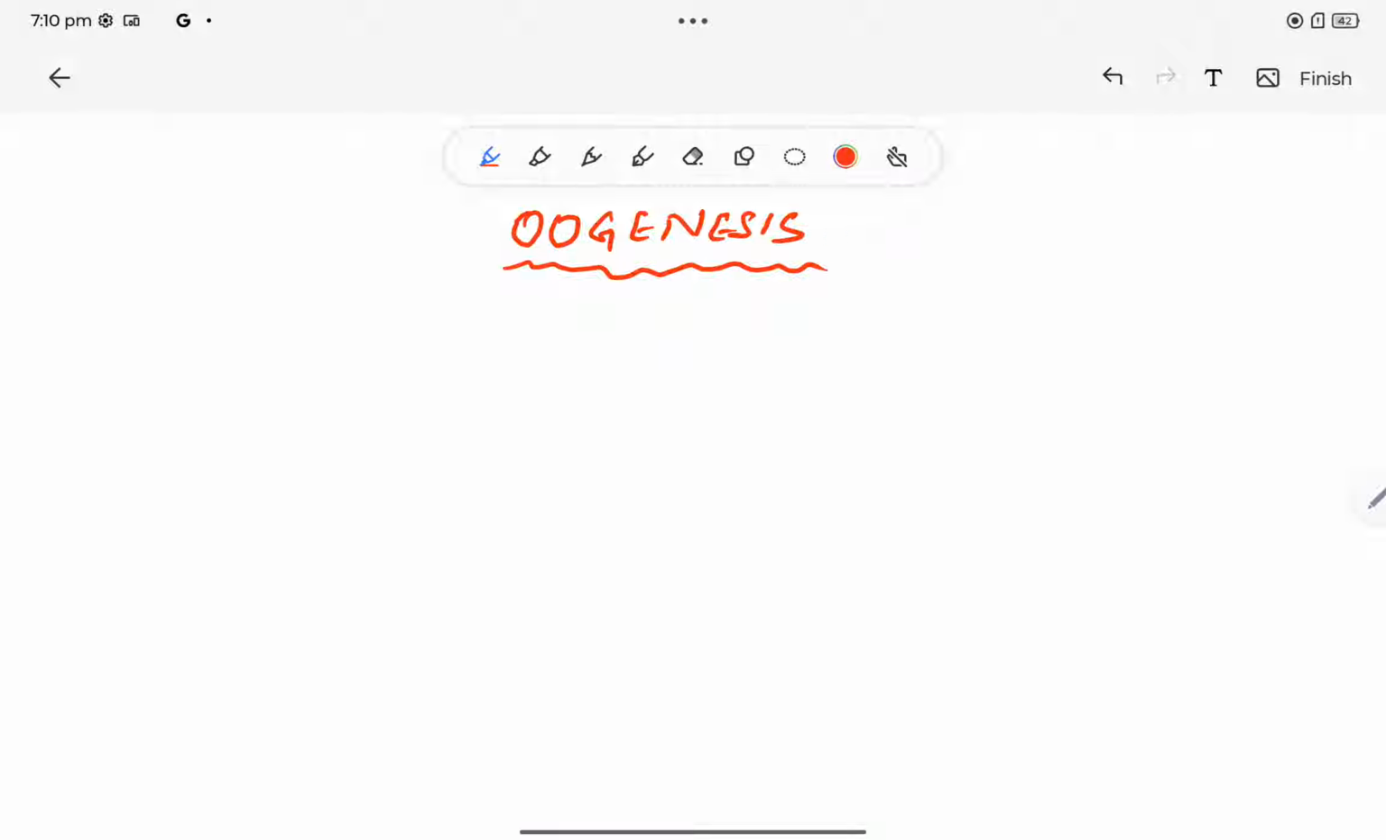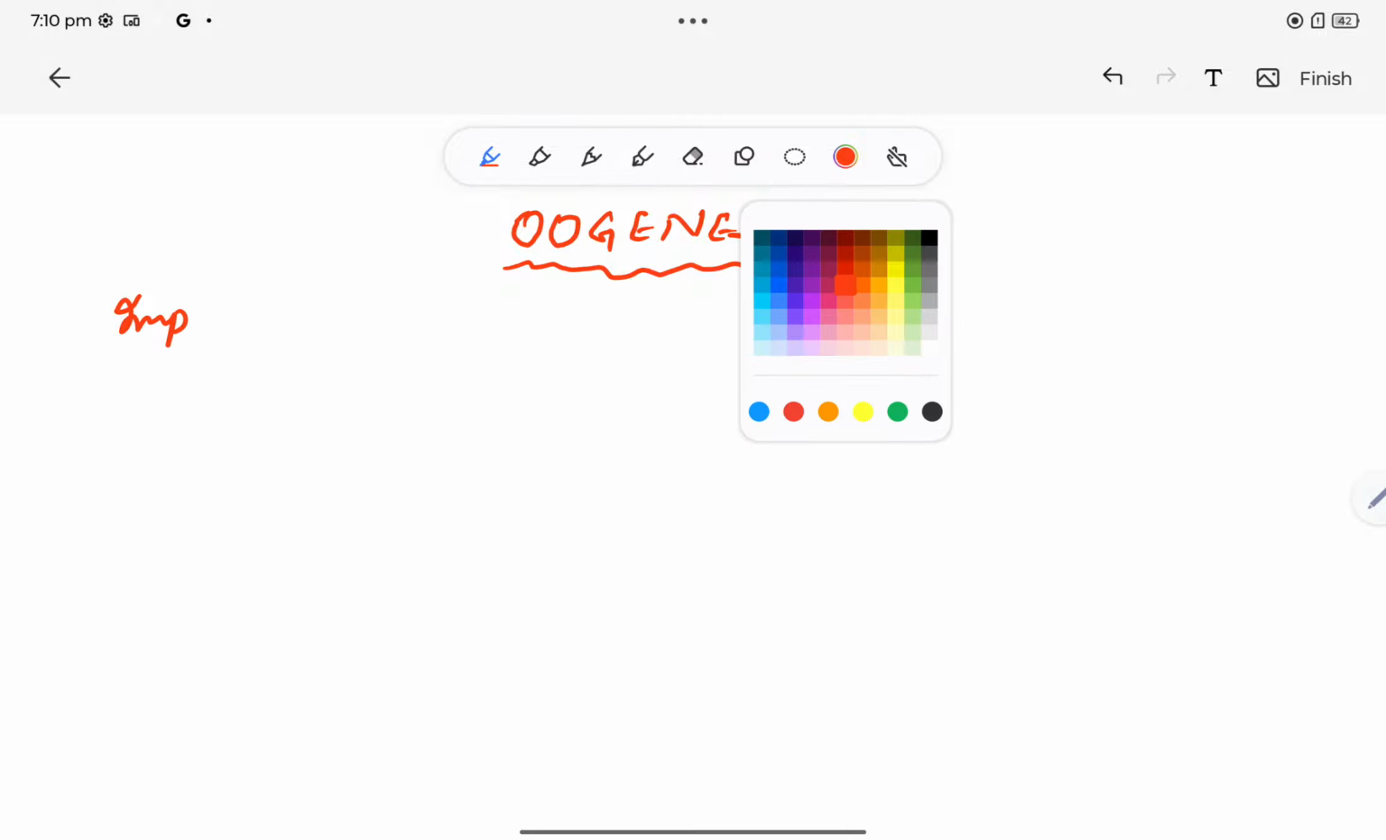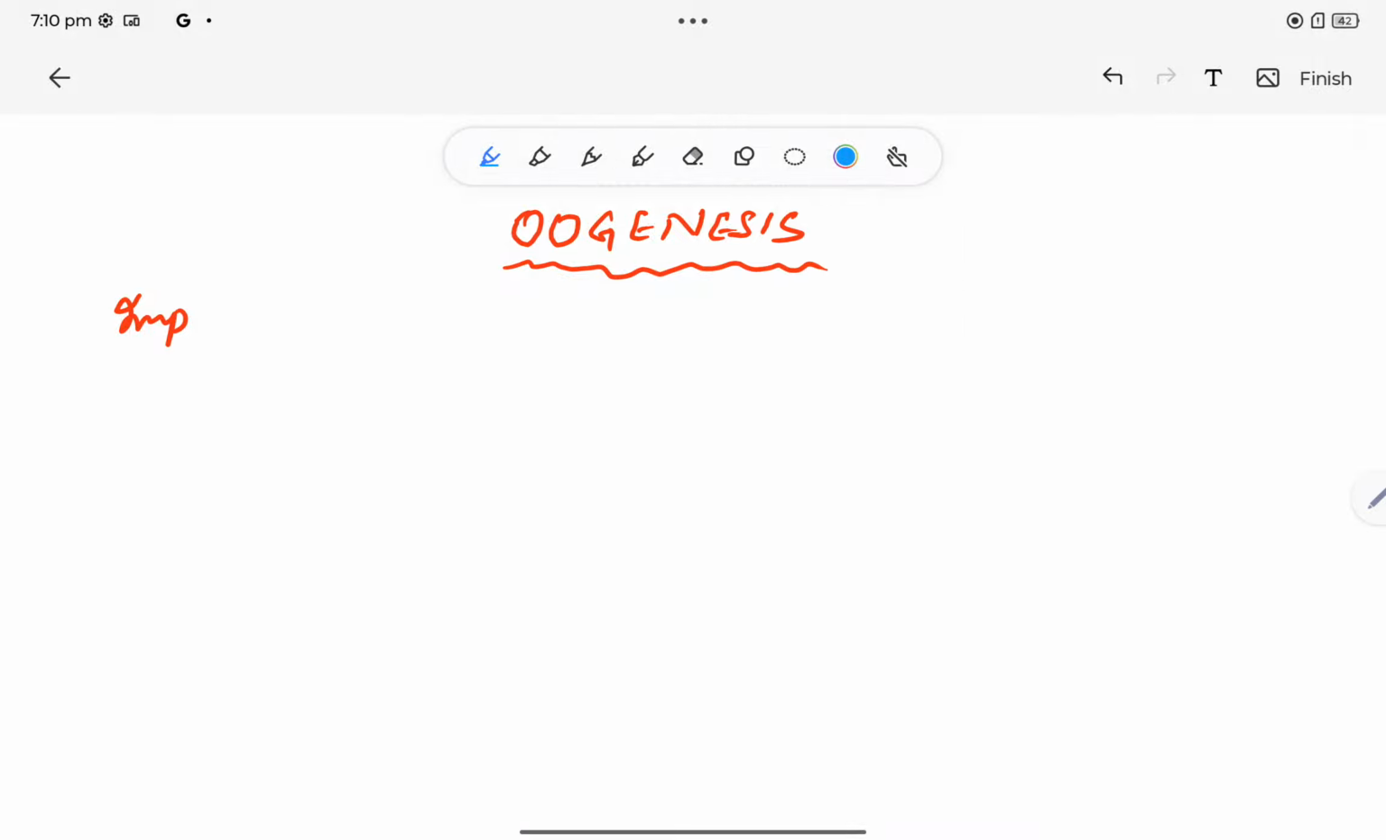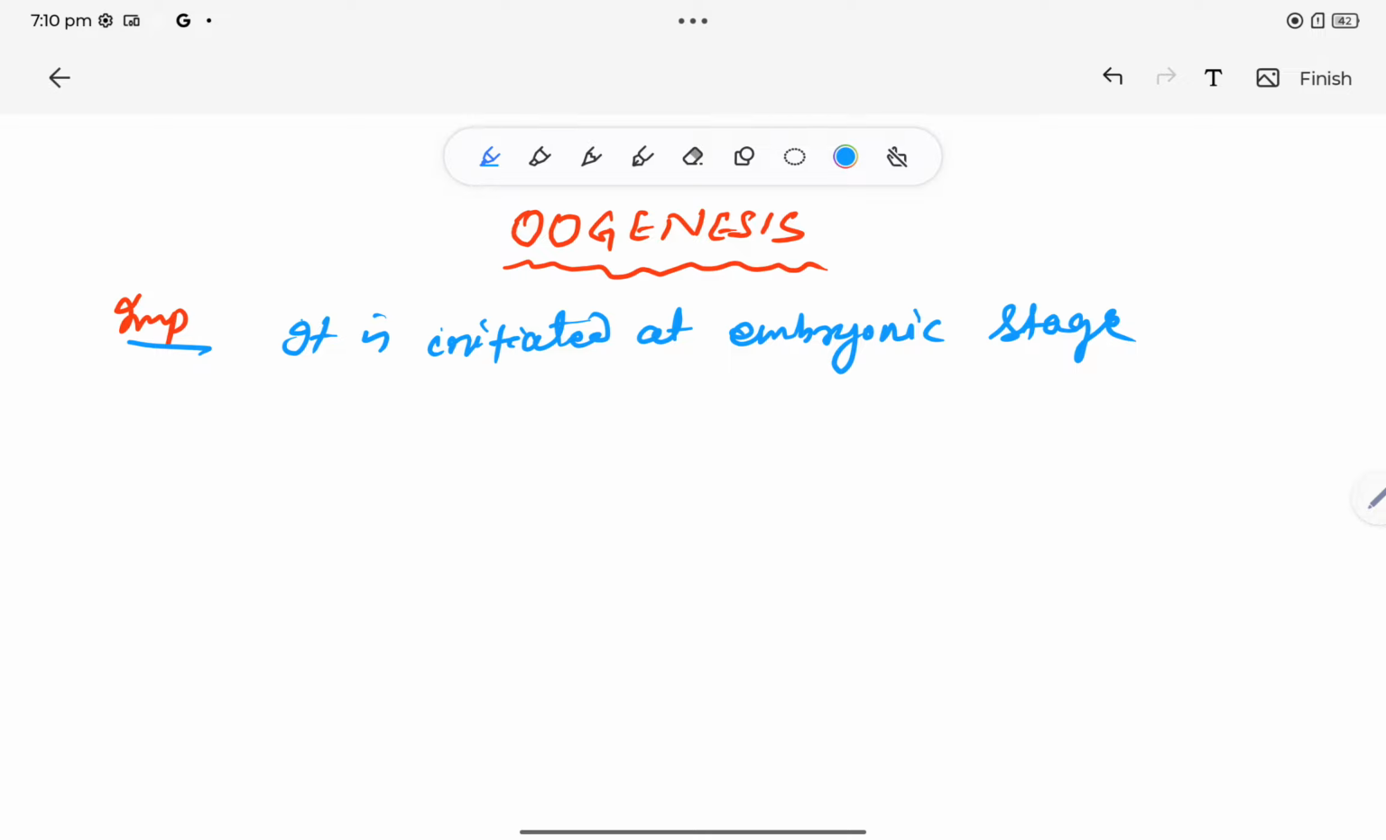Now, this oogenesis is initiated, very important, at the embryonic stage. It is initiated at the embryonic stage when the embryo is in the mother's womb. But spermatogenesis starts at puberty. So this is the difference.